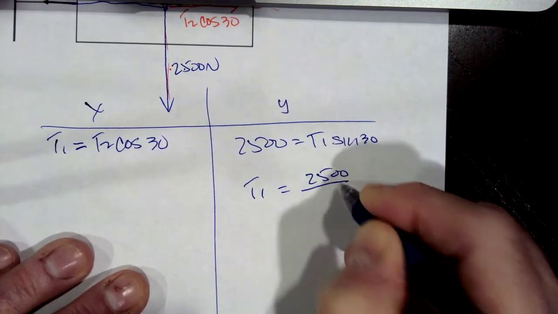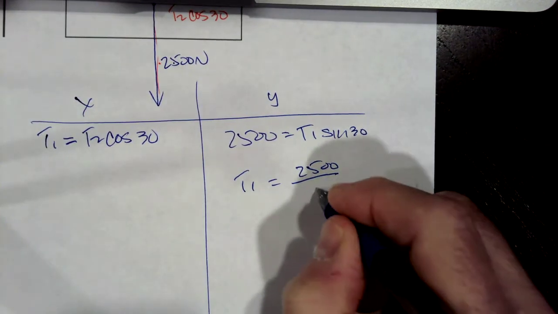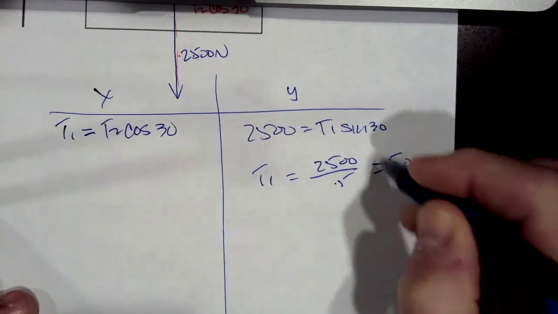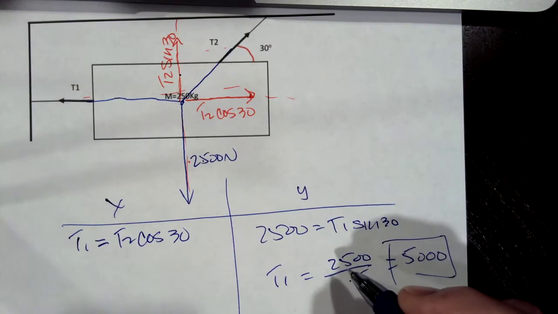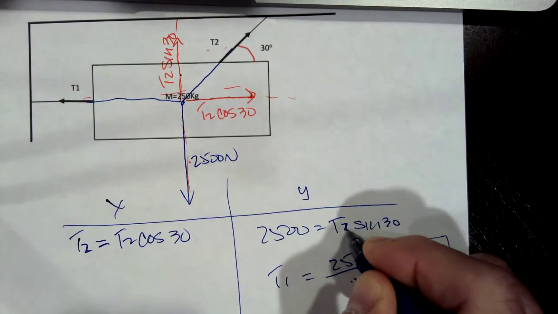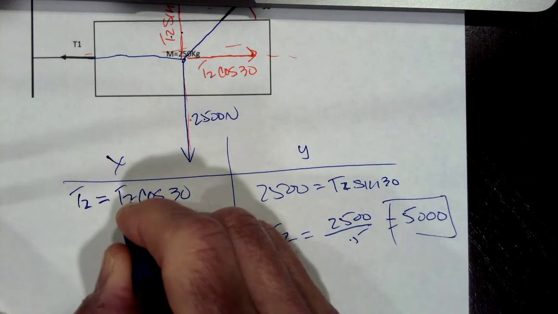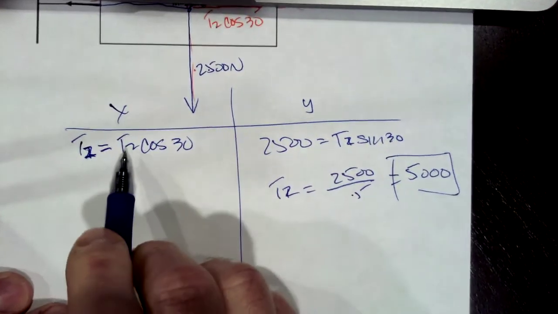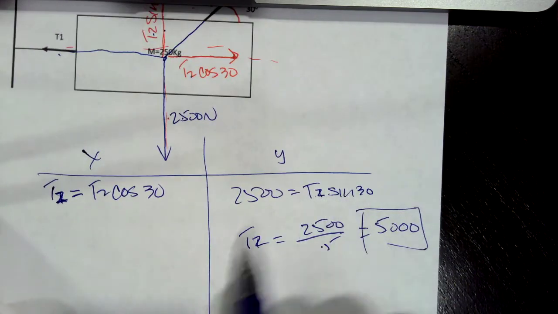So T2 equals 2500 divided by sine of 30. Sine of 30 is a half, 0.5, so that's 5,000. Bring that number over here. Oh, these are all T2s. I don't know why I said T1. Sorry, these are all T2s. So T2 equals that, and this is, no, this is T1. I'm messing up. T1 has to balance T2 cos 30, and 2500 has to balance T2 sine 30. There it is. That's where I screwed up.